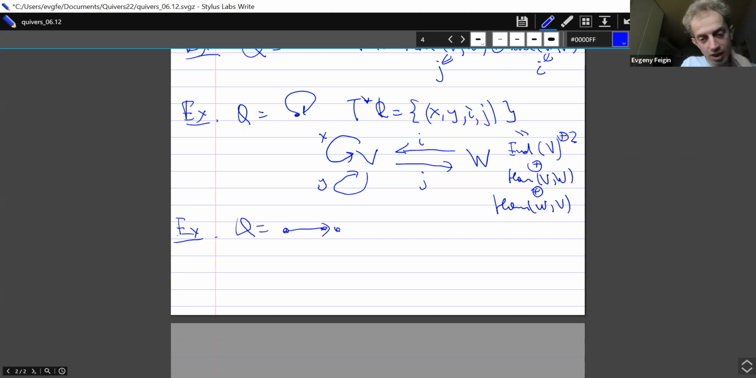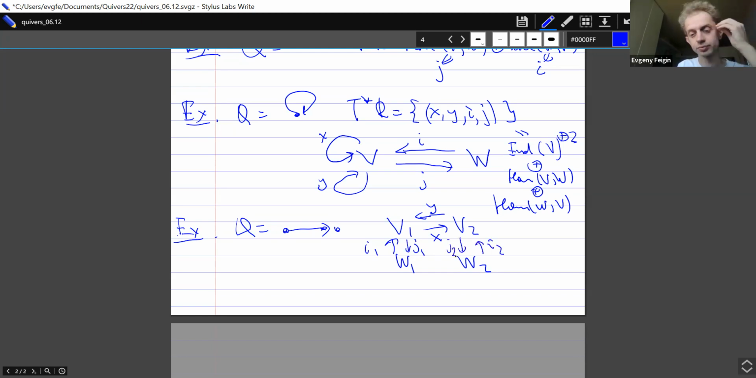Like this. Then the picture is as follows. So we have V1, V2, and W1, W2. And we have a map X here and the map Y in opposite direction. And also we have two maps, 4 maps actually. So we have map I1 and J1, and then we have maps I2 and J2.